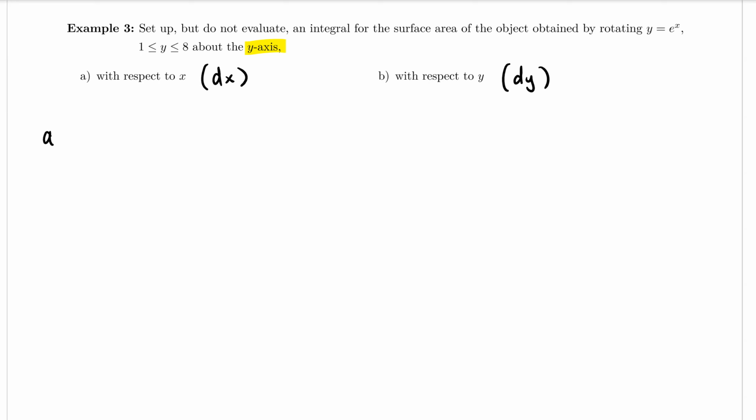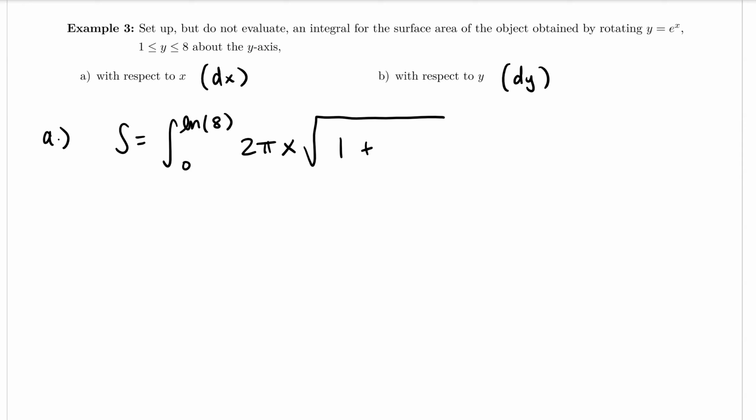So for part A, we have that the surface area is equal to, we're going to have the same limits of integration as part A in the previous example, and then 2 pi, and then because we're rotating about the y-axis, we put the opposite variable here, which is x, and we're integrating with respect to x, so we could just leave it like that. Then we have 1 plus e to the 2x dx.